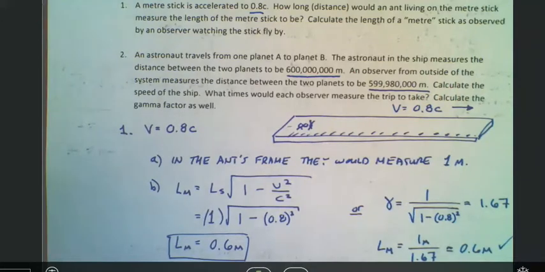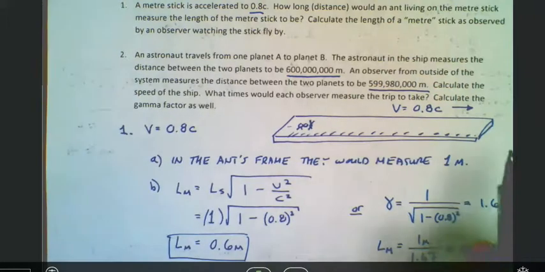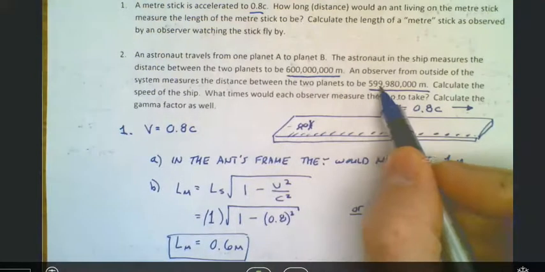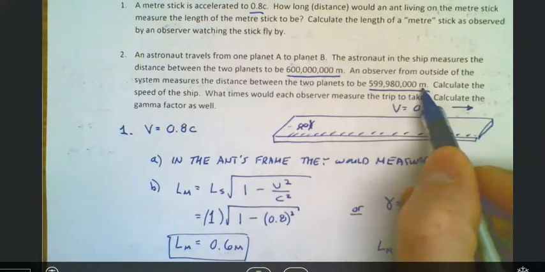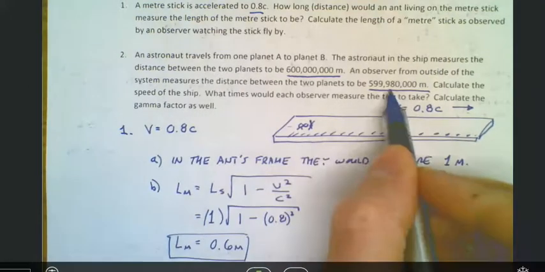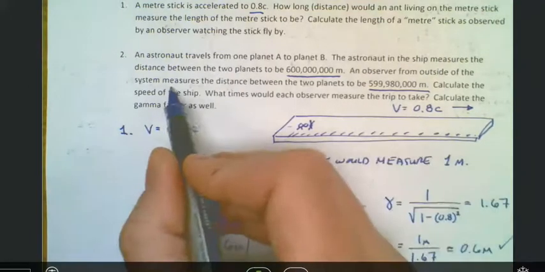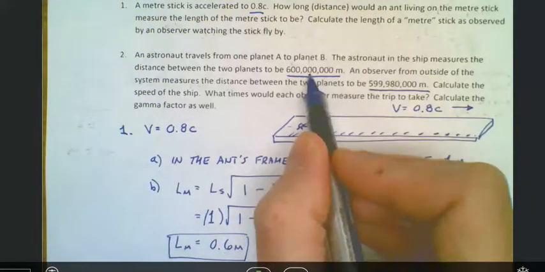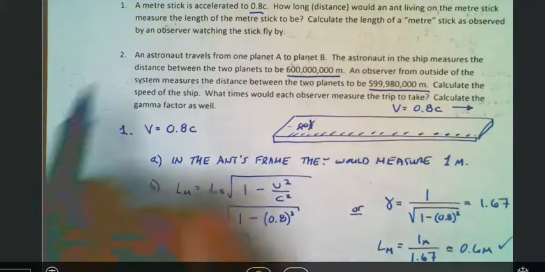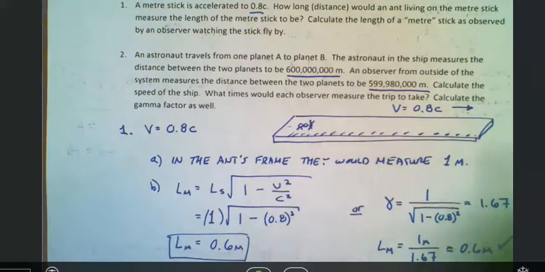I feel like this question is backwards. I think what you're going to need to do is, when we look at this 600 million meters and this smaller distance here, these are backwards. The astronaut on the ship measures the distance between the two planets should be this. An observer from outside this system measures the distance between the planets to be this. So switch these two, because it's not the correct measurement. So once you do that, calculate it and see if you can figure out the speed of the ship as well as the gamma factor.